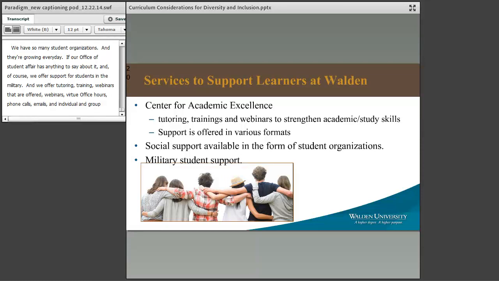consultations. Our student support, or our social support, is available to students in student organizations like honor societies and special interest groups. And while the military support is primarily related to financial aid issues, there is a new military community that exists for our students.